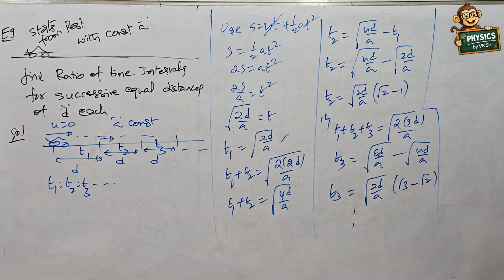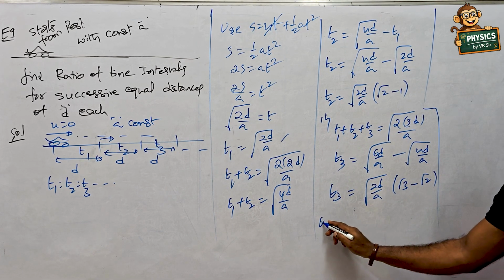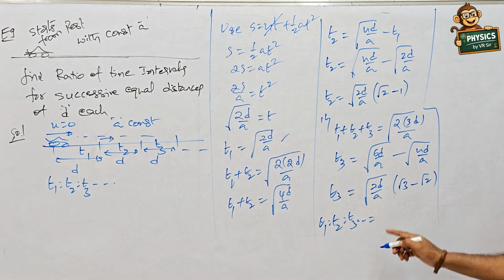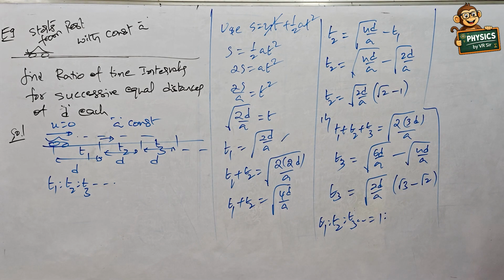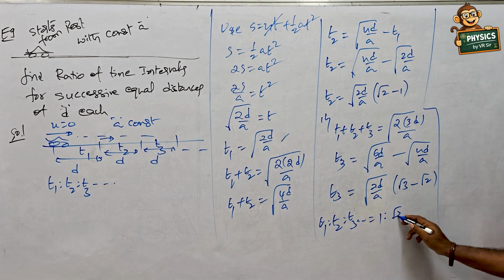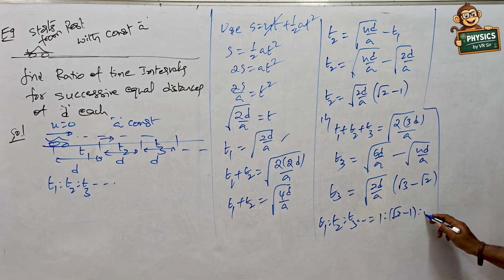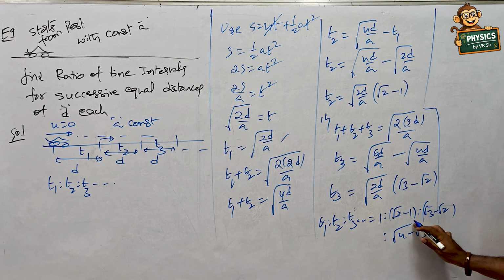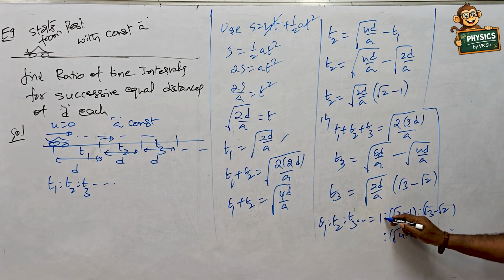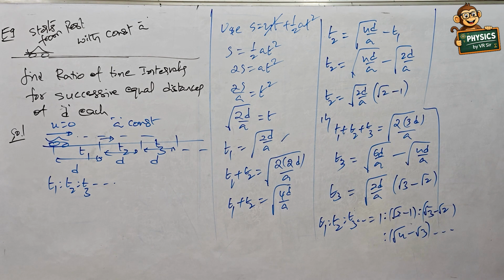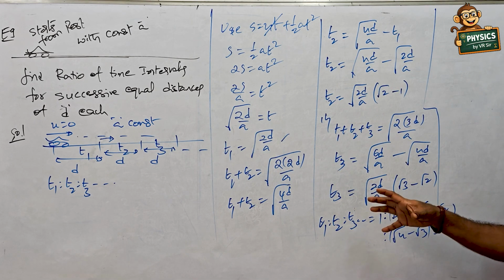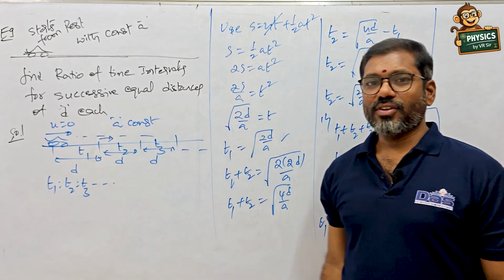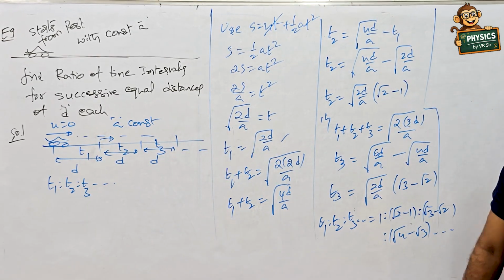So what we can write here is t1 is to t2 is to t3 and so on, equal to, taking root over 2d by a as 1, this is 1. The next part is root 2 minus 1, then next root 3 minus root 2, and then next root 4 minus root 3, and so on. And this is the ratio of the time intervals for successive equal distances of d each, valid if the initial velocity is 0 and the acceleration is constant.